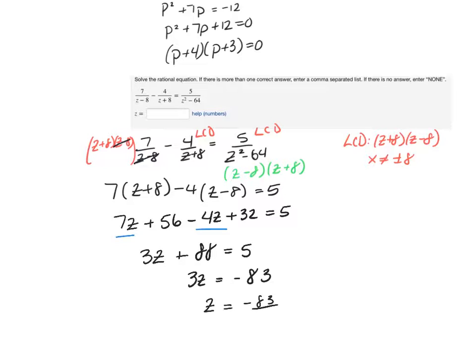Negative 83 over 3. And I don't think that gets any better than that, does it? 3 doesn't go into 83. The reason I know that is 8 plus 3 is 11, which is not a number divisible by 3, so that's as good as that gets. 27.66666. Okay, so that's how you do that one.